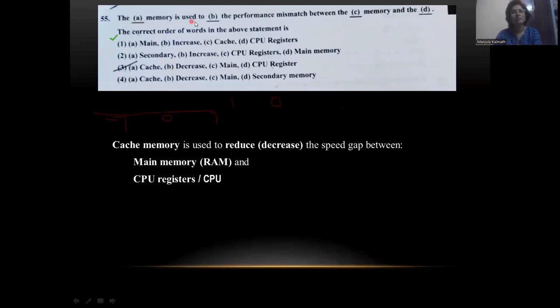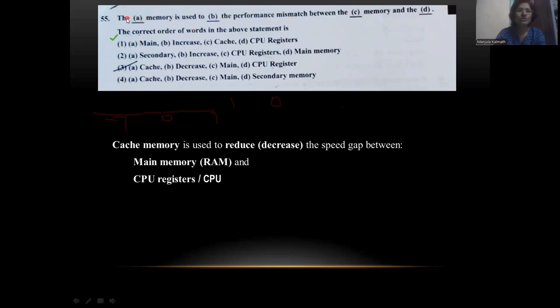The A memory is used to reduce the performance mismatch between C memory and the D. So here it is given alphabets A, B, C, D. In these positions, you have to insert the suitable words by selecting from these options. Here we have different components of memory and registers and all, different components of storage and efficiency that we have to fill in here.